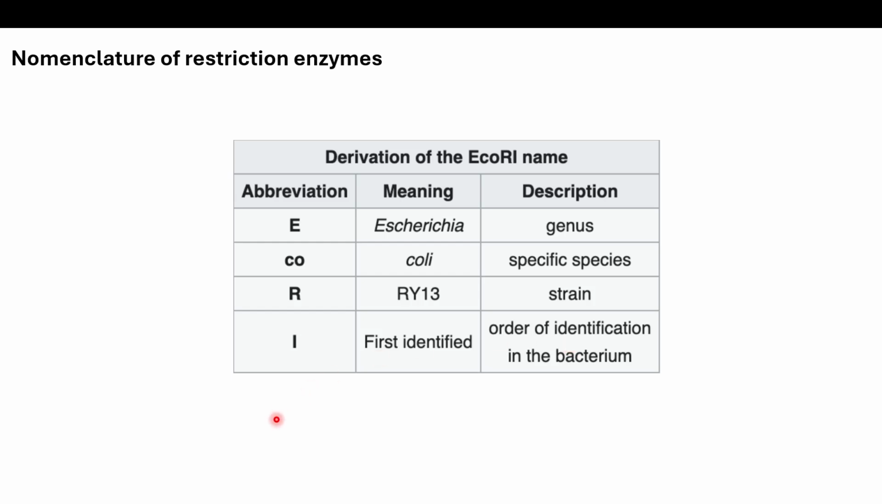Now we looked at one of the names of the restriction enzymes. So how are these restriction enzymes named? These are based on the organisms from which they have been isolated, and the order of their identification. If we talk about the enzyme EcoR1, E stands for Escherichia, the genus. CO comes from coli, the specific species name. Then R comes from the strain, and then 1 refers to the order of identification in the bacterium.